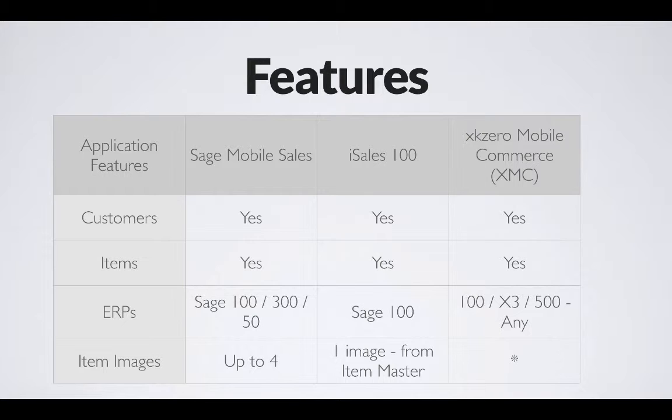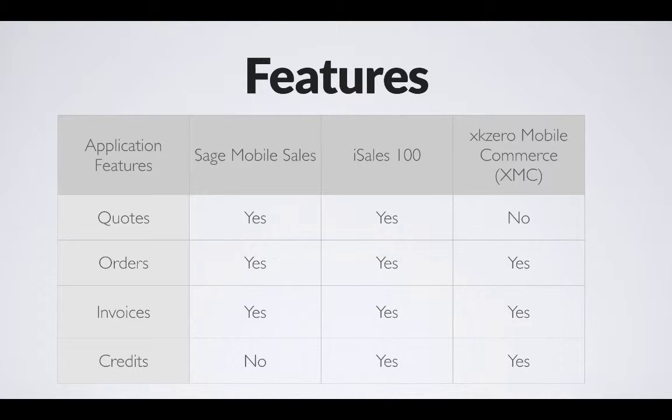iSales 100 supports images, but it just supports one image, and this is an image that you can actually link right to the item master file within Sage 100. xkzero Mobile Commerce currently does not support images specifically, but that said, with xkzero Mobile Commerce, we actually have a document sharing that would allow you to attach a file of any nature to an inventory item and more.